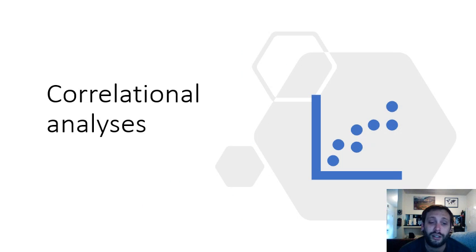Next, we're going to talk about correlational analyses, where we're considering the relationship between two different variables. So remember our correlational research where we have two or more variables? These are the instances in which there are only two variables that are measured and we're comparing them with one another.